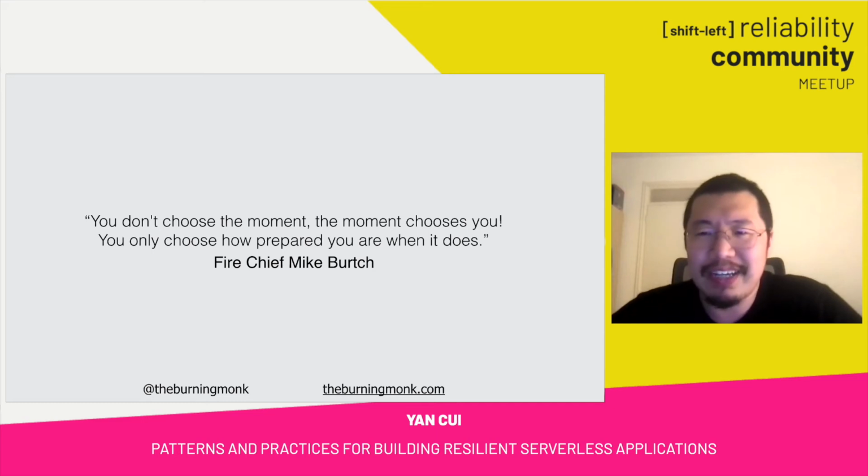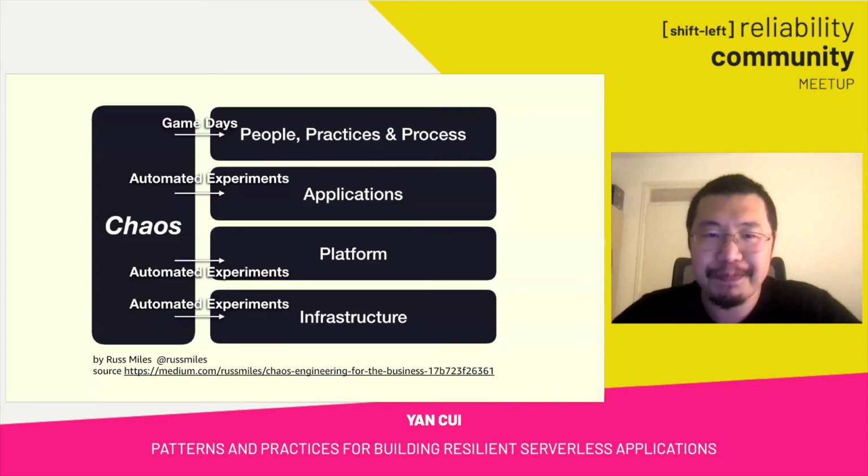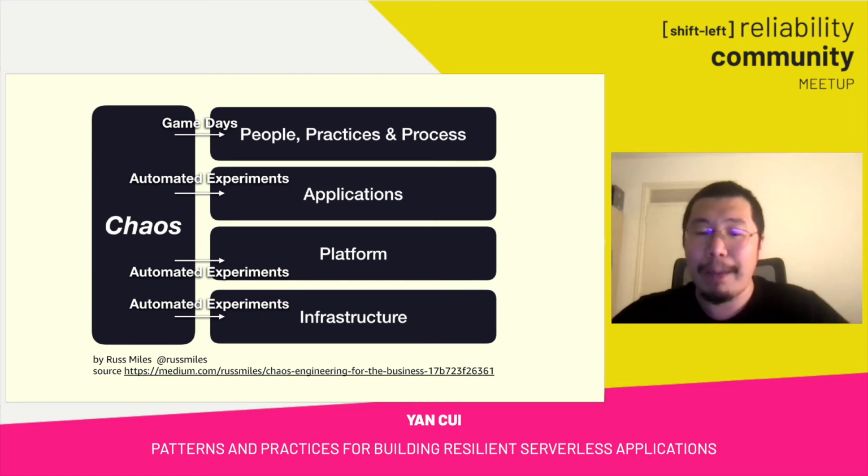And the thing about failure is that you don't choose when it happens. As the fire chief Mike Birch said here, the moment chooses you. You can only choose how prepared you are when it does happen. And the great thing about chaos engineering is that it's not limited to just your application. It can be applied to test your infrastructure, the platform, as well as the people and processes you have in your organization by running things like game days. And also, unfortunately, Mick is not here tonight to tell you about some of the things you could do to build up this culture of resilience and of SLA, an understanding of what your target for resilience and uptime is.